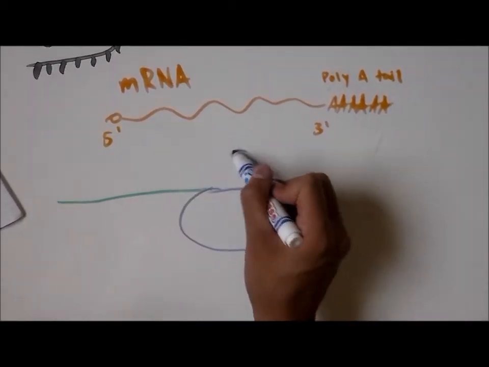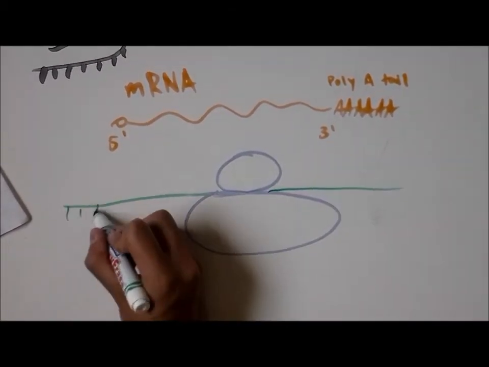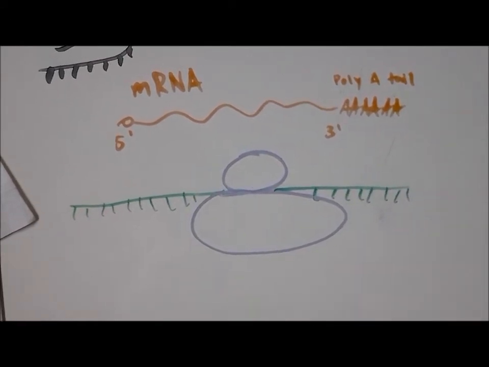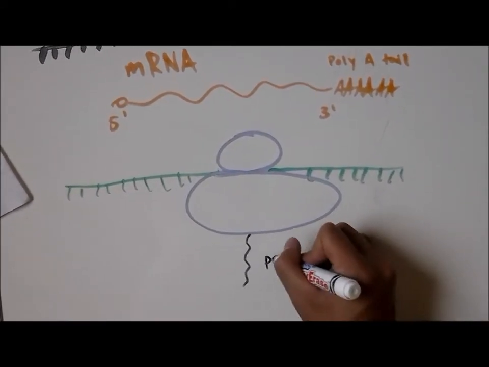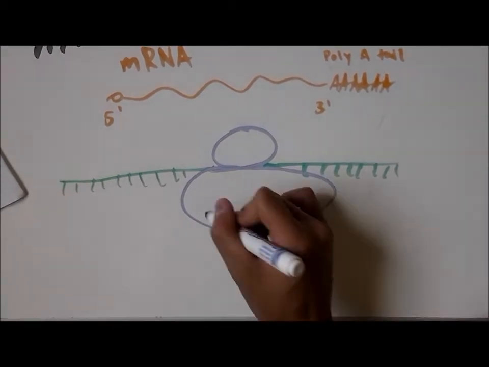The ribosome then reads the codons, which is also called translation, and makes an amino acid chain that forms and folds into an enzyme.